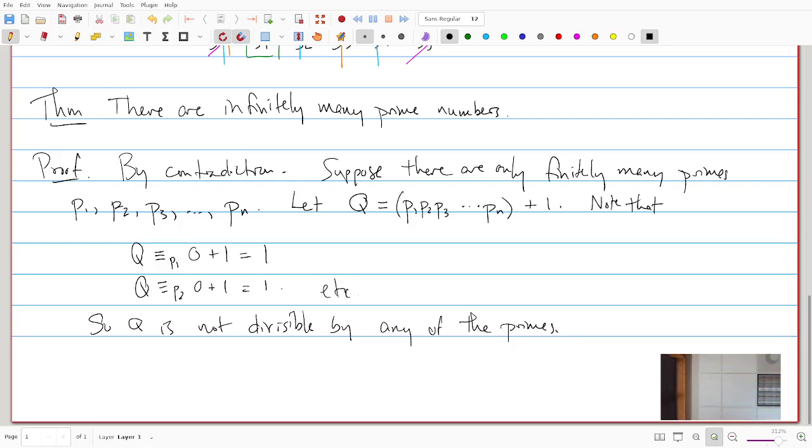The fundamental theorem of arithmetic tells us that every number can be written as a product of primes. But by the fundamental theorem of arithmetic, Q must be divisible by some primes. Either Q itself could be prime, or you can write it as a product of some primes. But we assumed that this was our list of all the primes in the world, and Q is not divisible by any of them. That's a conflict.